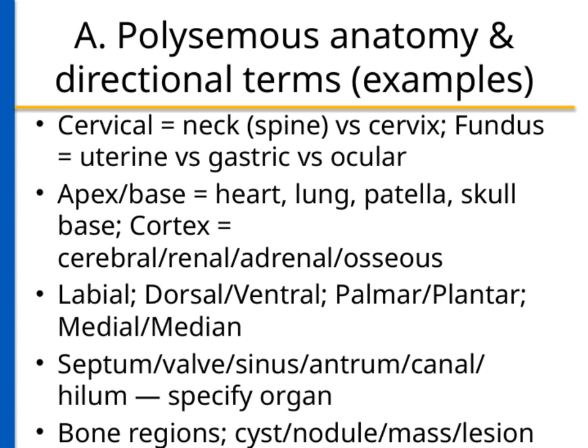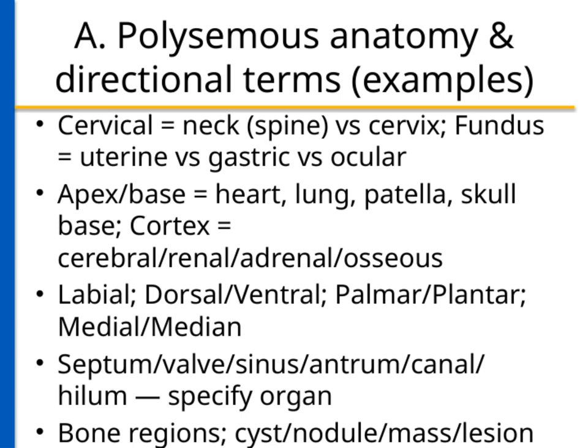Moving on, the terms apex and base are used across various organs. Think of the apex of the heart, or the lung, or the base of the skull. These directional terms help us locate parts precisely. The cortex, meanwhile, appears in different contexts, like the cerebral cortex in the brain, the renal cortex in the kidney, or the adrenal cortex. Now, regarding the terms labial, dorsal, ventral, palmar, plantar, medial, and median, these are essential for describing positions on the body or organs.